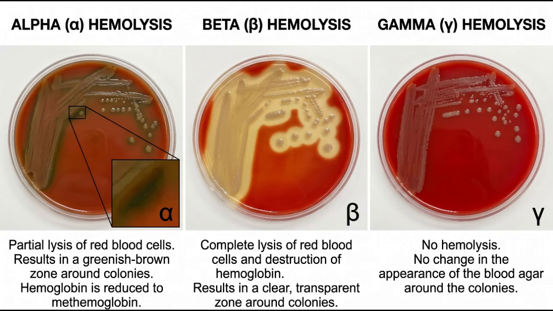Blood agar. Here, we look for hemolysis. Alpha, green bruising. Beta, clear zones. Or gamma, no change. Hemolysis isn't just a color change. It's the bacteria actively destroying red blood cells.